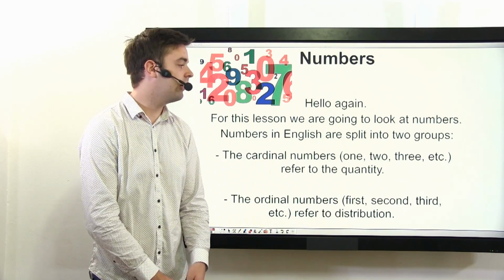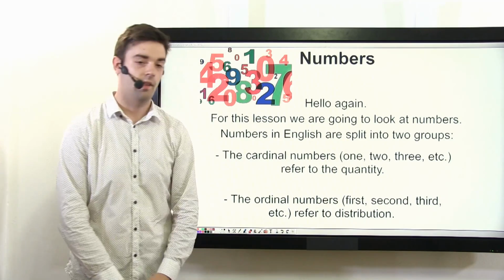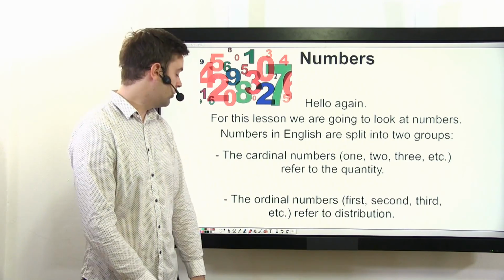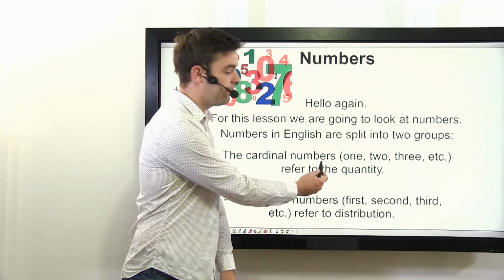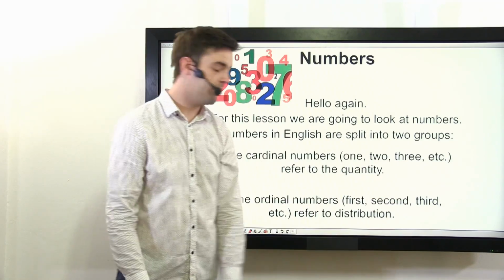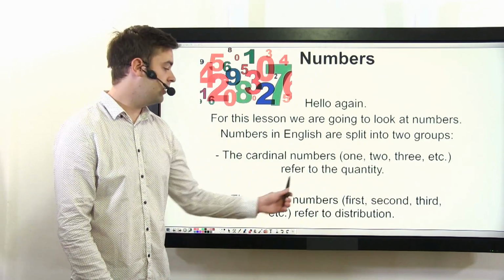Hello again. I'm back. For this lesson, we're going to take a look at numbers. In English, numbers are split into two groups. We have the cardinal numbers. This is 1, 2, 3, etc. And these refer to the quantity.